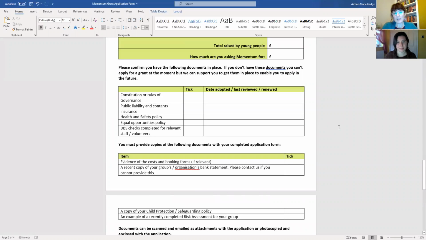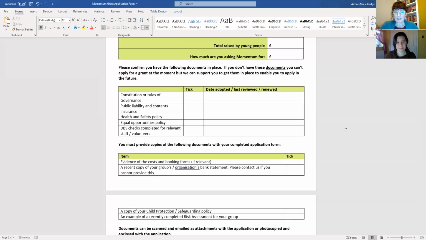Okay, it's really important to us and also to the young commissioners that the group you're running is running safely and correctly. This is why we ask you if you've got the following documents in place. We don't need to see these documents. We don't need copies of them. We just need to know you've got them. If you haven't got them, or if they're out of date or you've got any concerns about them, let us know, because we can help you put that right. We can support you to get the right documents in place.